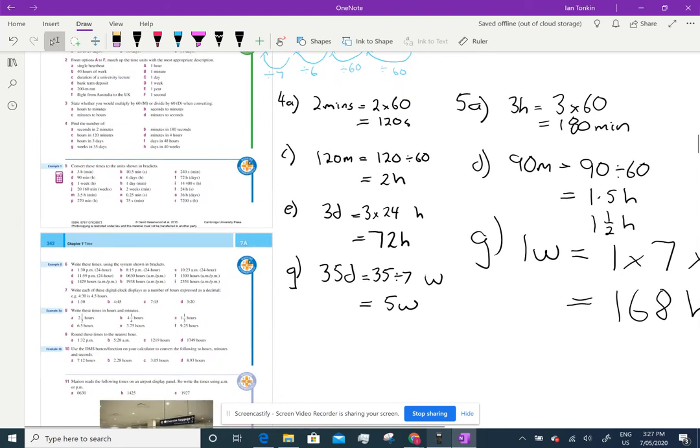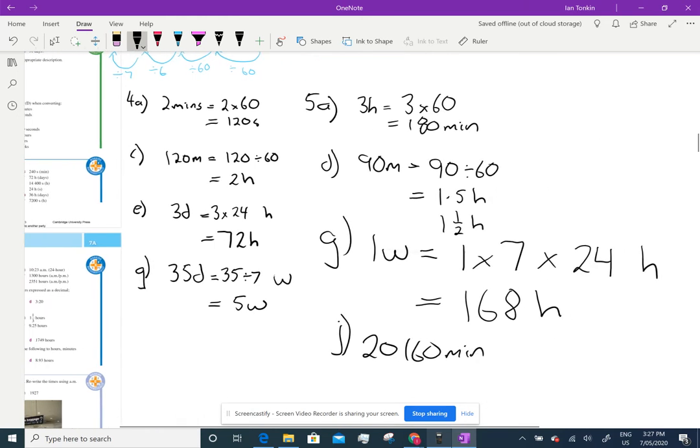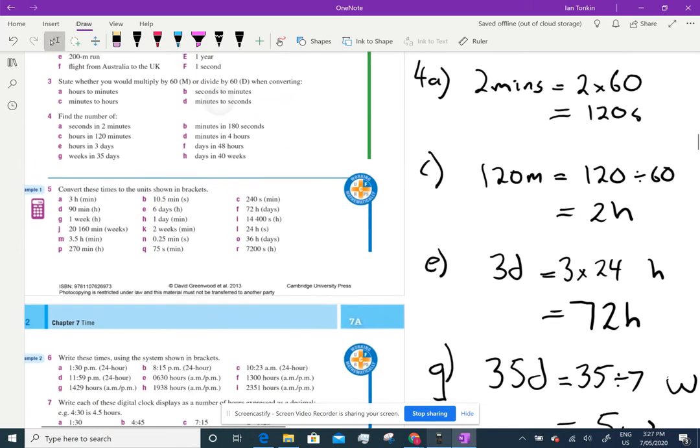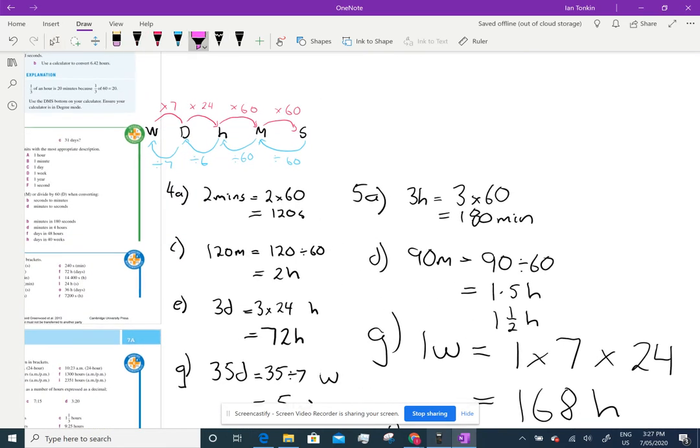20,160 minutes. So J. 20,160 minutes. Okay. Well, I've got to go back to, what do they want me to get this in? Weeks. So I've got minutes and I've got to go from there to there to there. By the way, that should be a 24. I've got to go from there to there to there to there. So I've got to divide by 60, divide by 24, and divide by 7.